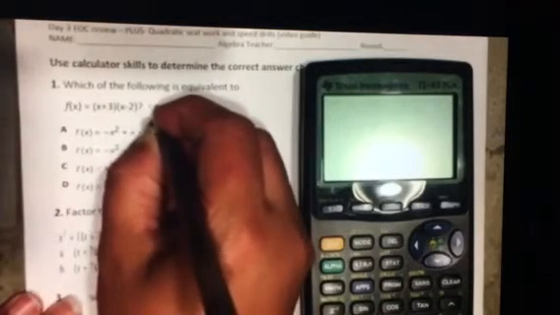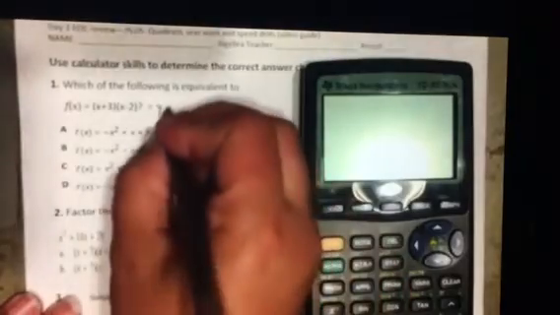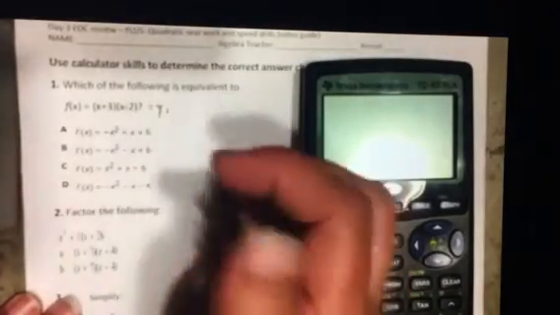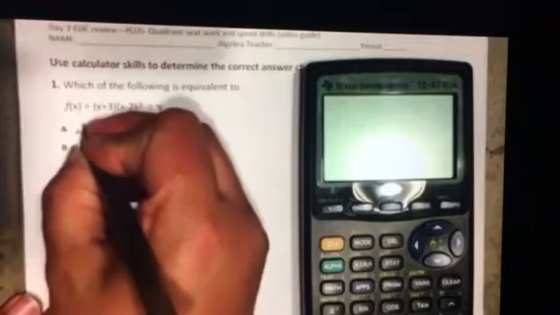So question number 1 asks, which of the following is equivalent to f of x equals x plus 3 times x minus 2. You could go ahead and do distribution, combine like terms, and determine which answer it gives you, or you can put this function into y1 and your answer choices one at a time into y2. So first of all, I'm going to take a and put it into y2.